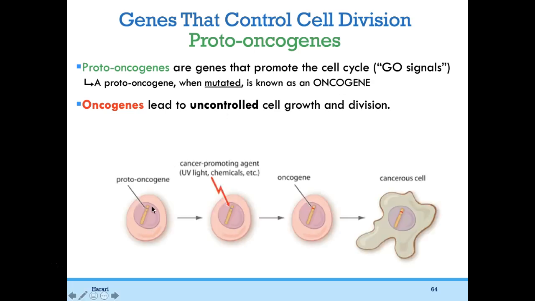So here we start off with a nice, healthy proto-oncogene that tells our cell to go and divide when it needs to. However, some kind of cancer-promoting agent mutated the proto-oncogene, so UV light or chemicals, something, changed the proto-oncogene into an oncogene. And that oncogene told the cell to divide and grow, even when it shouldn't. And that's what a cancerous cell is.